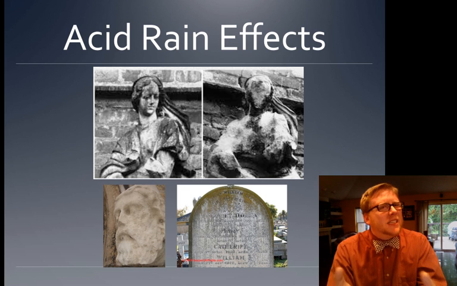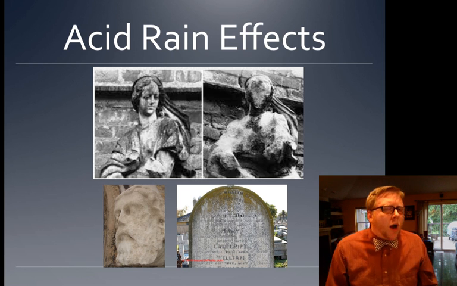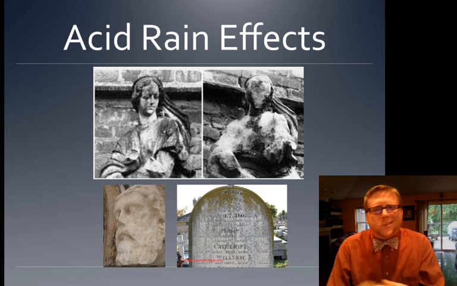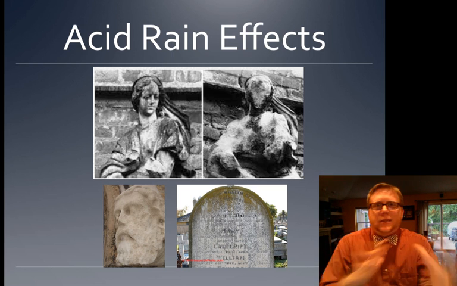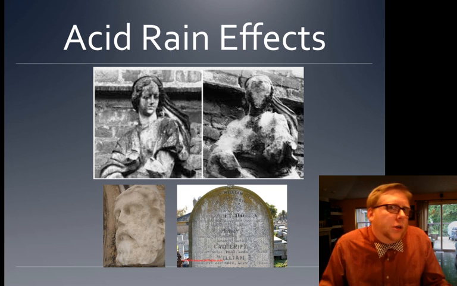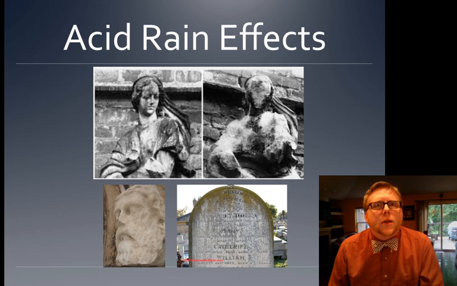Now, it's really easy to see it there, but it's also happening to rocks. The difference is a rock starts off in a weird shape, and as it's weathering, it's still a weird shape. You couldn't tell. But it's being chemically weathered away.